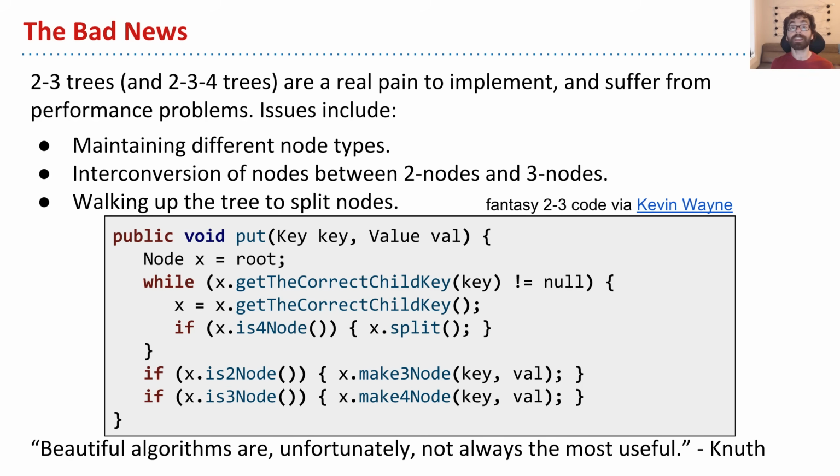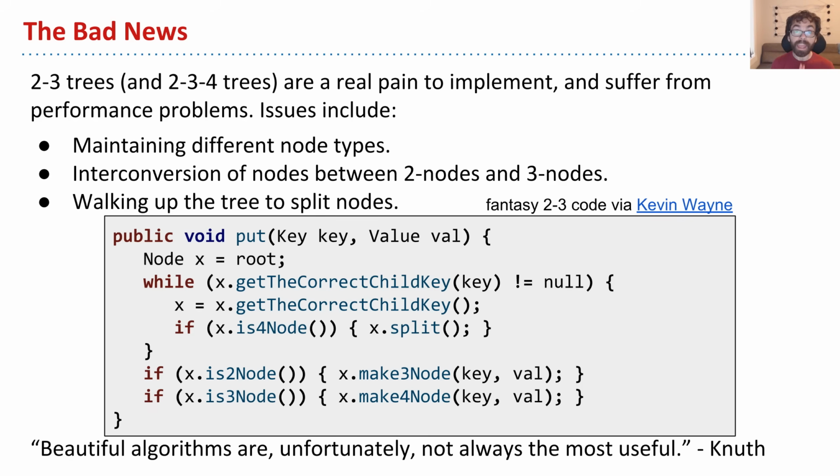To get some flavor for what a 2-3 or a 2-3-4 tree implementation might look like, here is a fantasy 2-3 code implementation that I got from Kevin Wayne, my former teaching mentor at Princeton. And here we see that it's kind of messy, right? We have this strange function where we have to walk up the tree, split nodes, take 2 nodes, make them into 3 nodes, and so forth. I think we can summarize the issue here with this really nice Knuth quote, which is that beautiful algorithms are, unfortunately, not always the most useful.